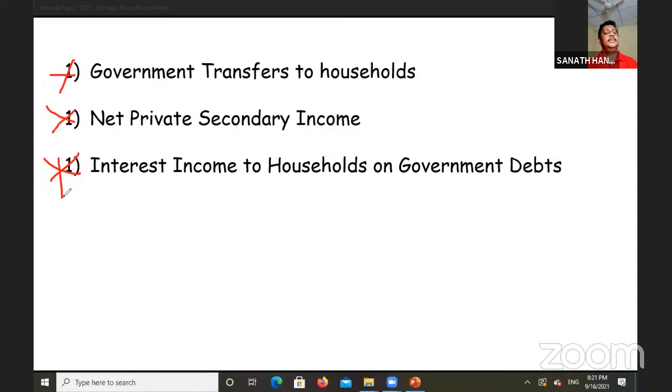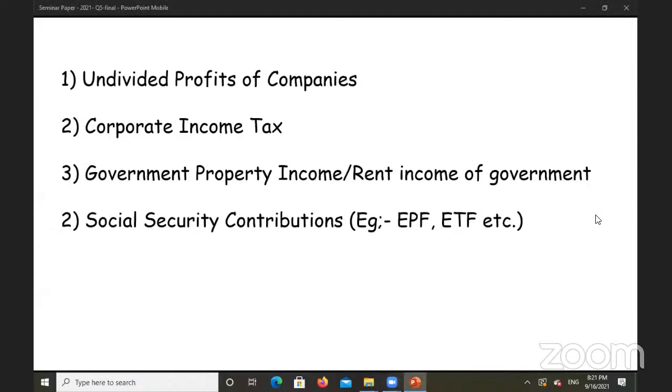Right, new paragraph. Personal income is lower than national income due to the following factors. Four items.